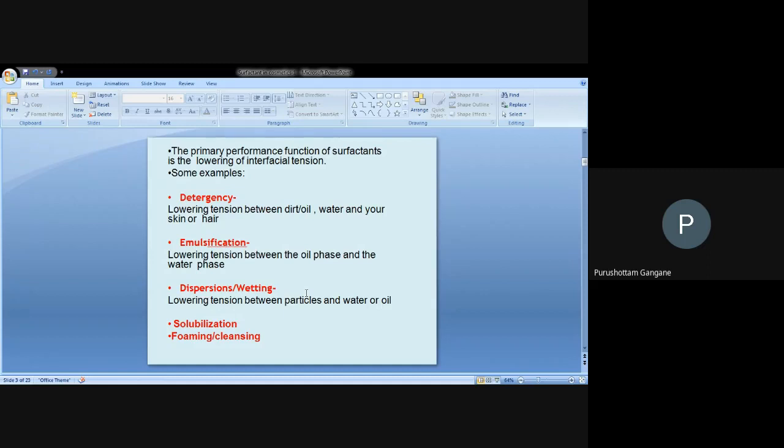Then they act as a wetting agent. This wetting property is very essential because it is the first step in solubilization. Until the solid gets wet, there is no penetration of the liquid inside the solid, and it does not get solubilized in the liquid. So wetting is a very important phenomenon. It is also required in suspension.